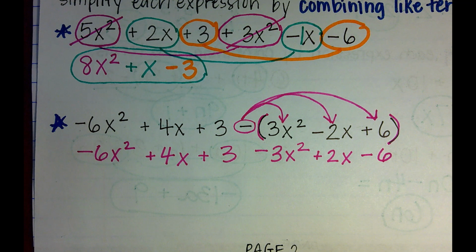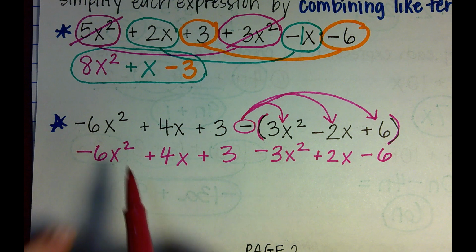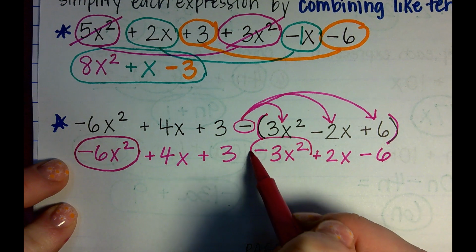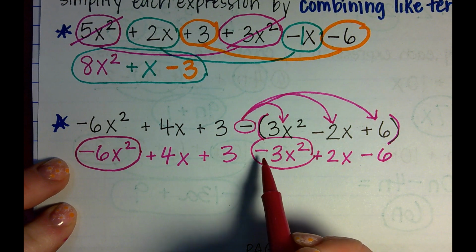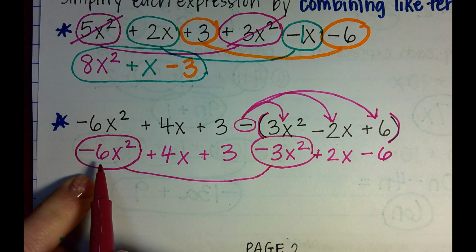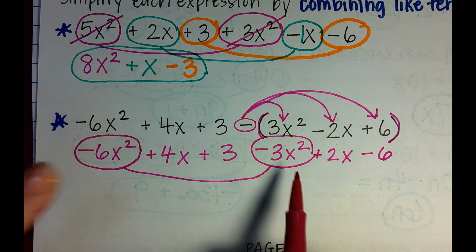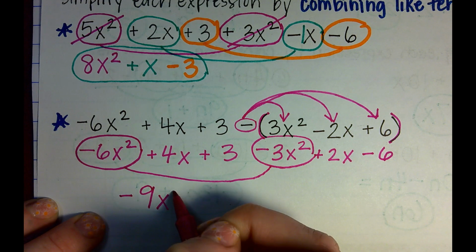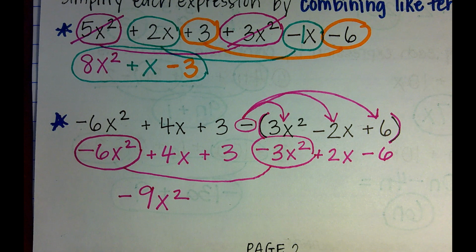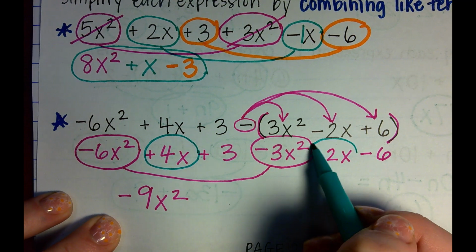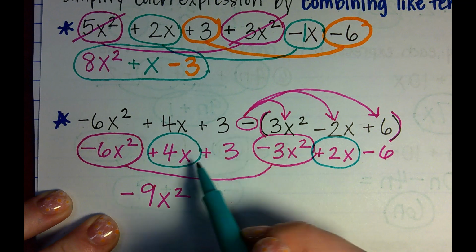So we're starting here. We have negative 6x squared and negative 3x squared. And Gina's exactly right. When you add negative 6 and negative 3, we get negative 9x squared. Plus 6x. Perfect. So next we have 4x plus 2x. Equals plus 6x.